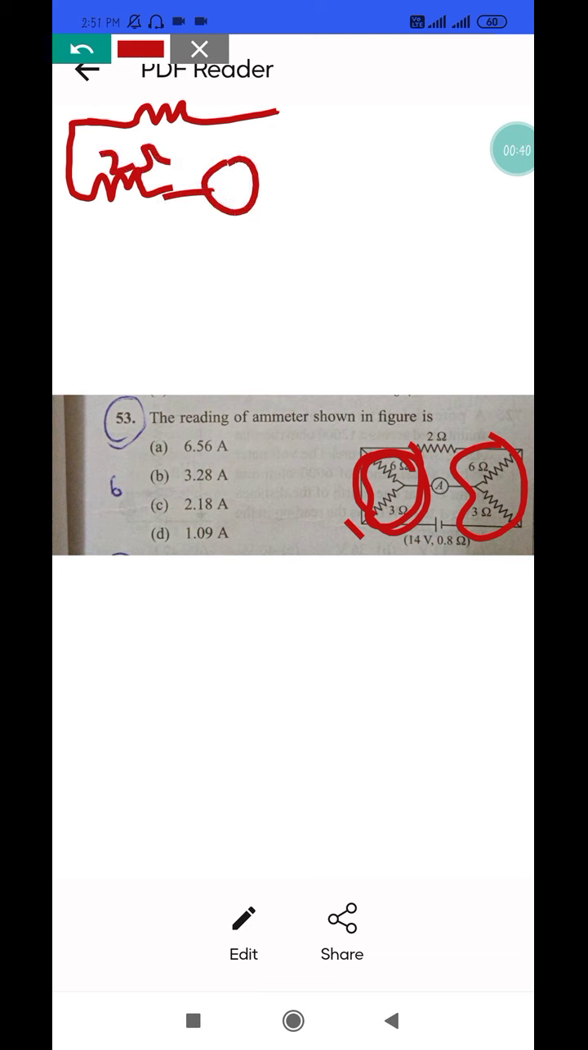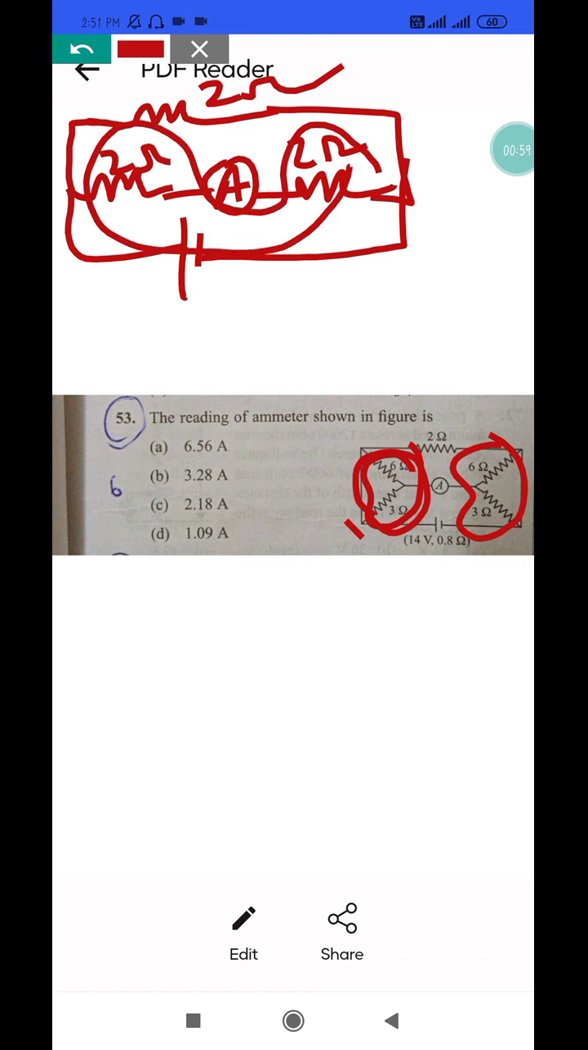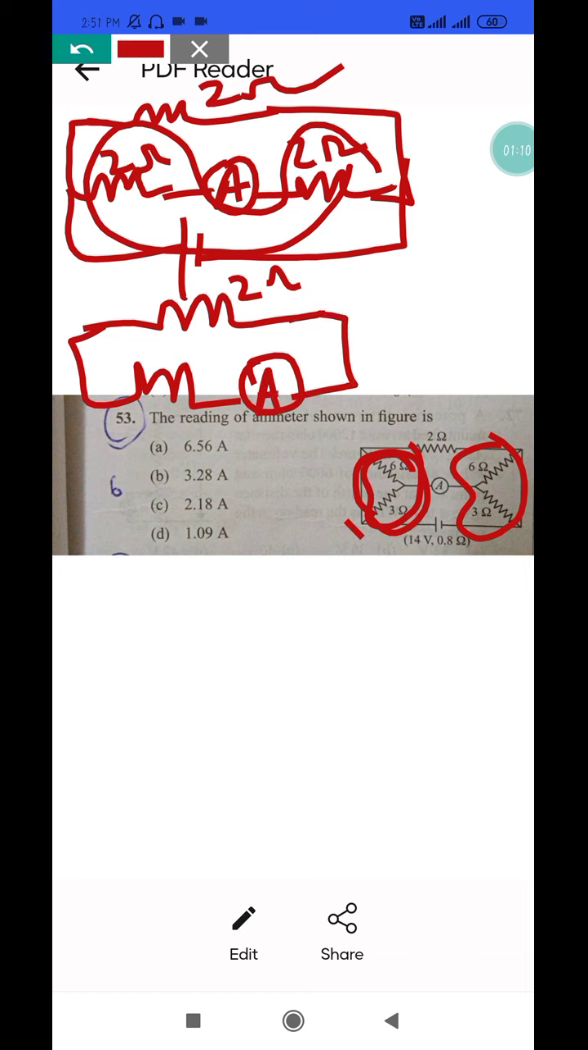Here we have an ammeter and here we have one more resistor which turns out to be 2 ohm, and we have a battery which has an internal resistance, right? Now we again have to look for the equivalent resistance. This 2 and 2 are connected in series and this total will be parallel to the other 2 ohm, right? So this is our 2 ohm, here we have a 4 ohm, and we have an ammeter as well.